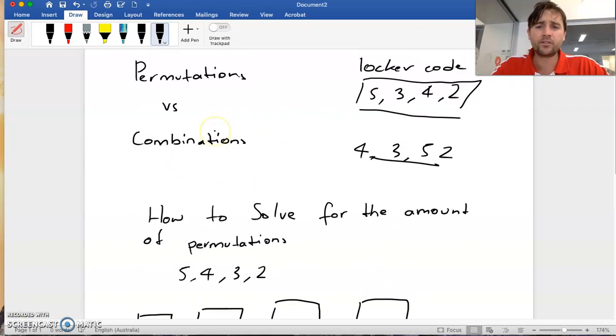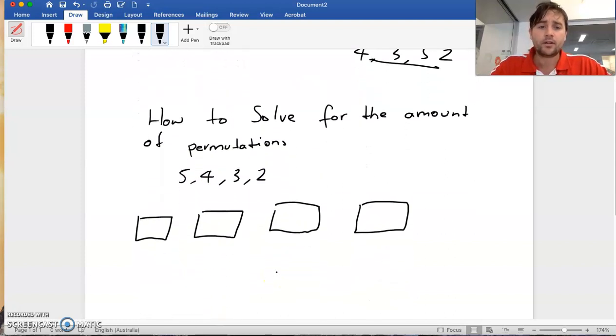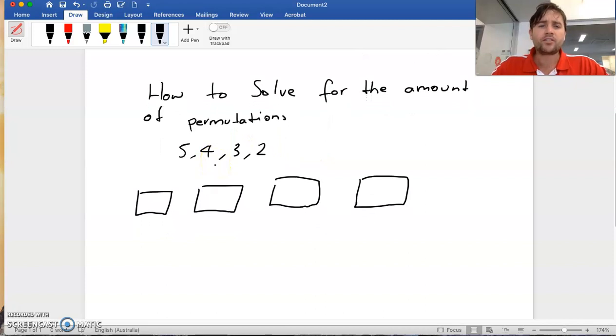I'm using the same numbers. I've just put them in a different order, 5, 4, 3, and 2. Now to solve for the amount of permutations there are, we could say, well, there's 4 numbers here. So I could pick any of those 4 numbers, and it could start there. Then I'd be left with 3 numbers, 2 numbers, and 1 number. And to find the amount of permutations, I would multiply these together. That would be 12 times 2, which would be 24 different permutations possible.